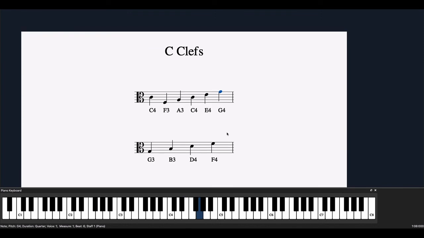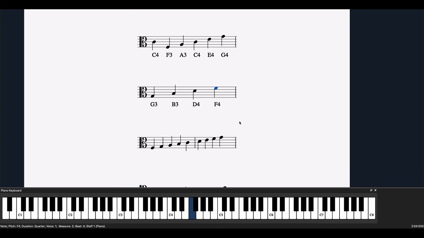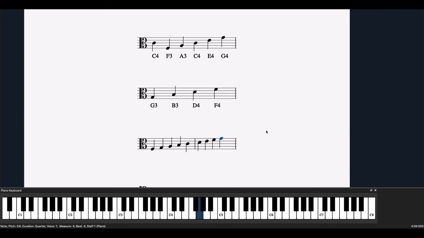Next, let's look at the notes that correspond to the spaces of the alto clef. They are G, B, D, and F. Here it is all put together. F, G, A, B, C, or C4, middle C, D, E, F, and G. Those are the pitches that correspond to the lines and spaces of the alto clef.